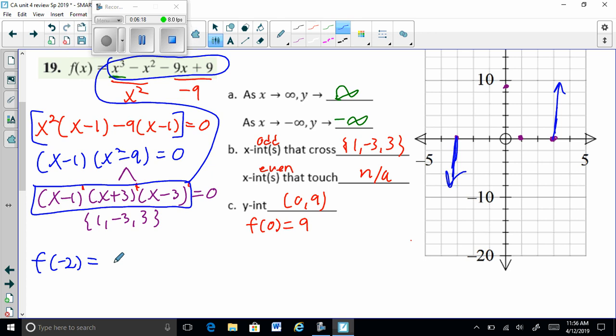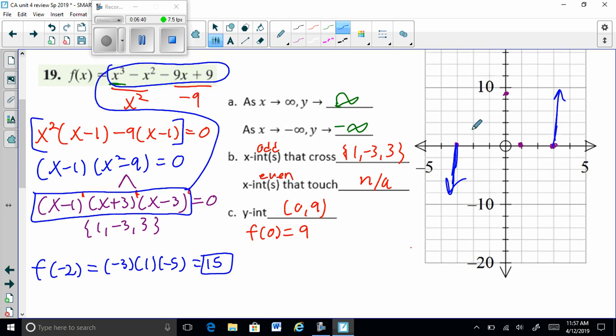So if I plug in -2, the first factor would be -3. The second one would be a +1. And the last one would be a -5. And so if you multiply that all together, that would give us a +15. So at -2, I'm up at 15, which is right there at the top of my screen. So there we go. I think I can fit it now. So let's see, 12, 14, 15, about right there. Okay, so it's right there.